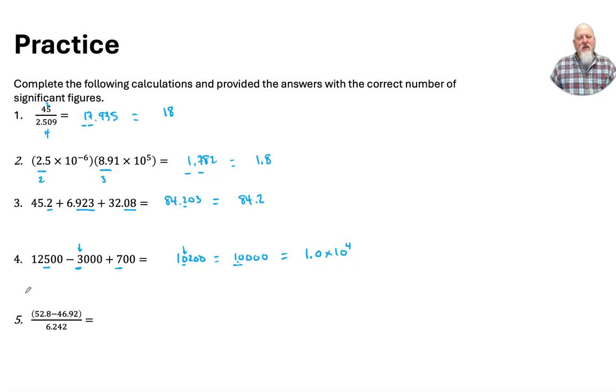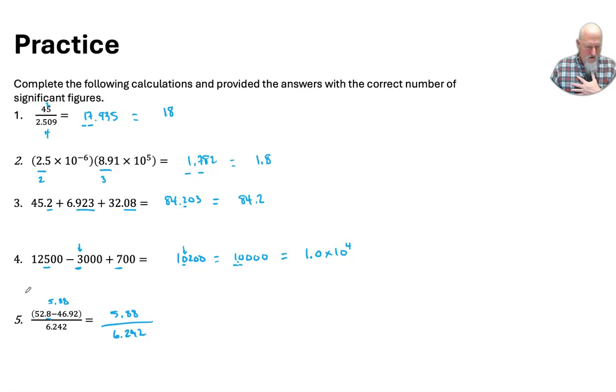All right, last one. 52.8 minus 46.92. That's in the parentheses, so that's what we have to do first. 52.8, 46.92, 5.88. Okay, so we get 5.88 divided by 6.242. Okay, figure out significant figures from our subtraction.